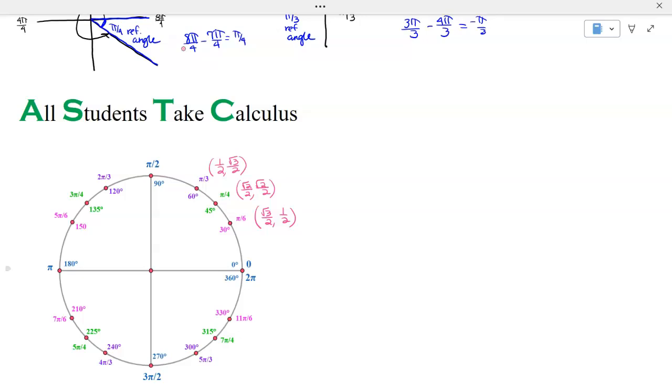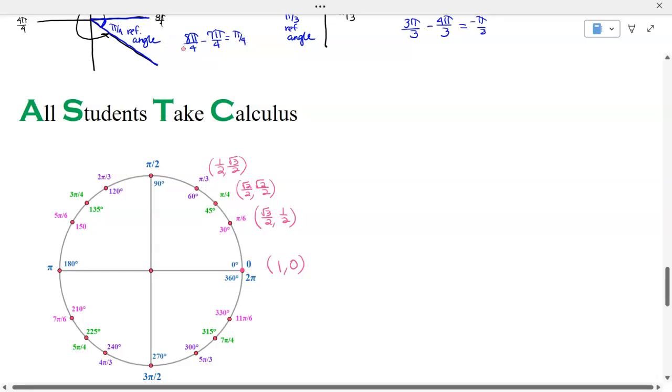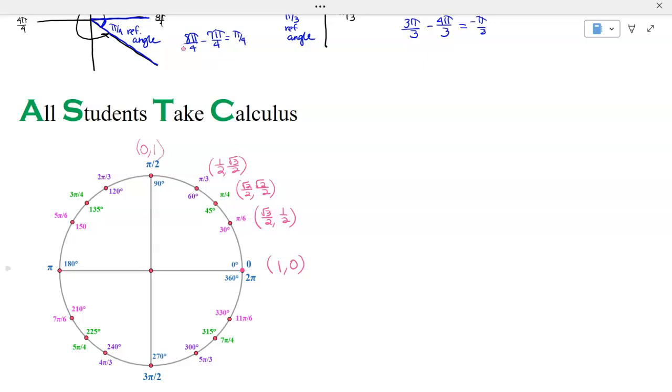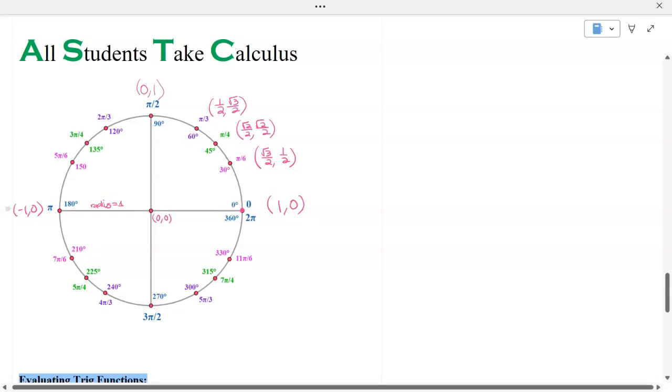Now, I do want to point out the coordinates of our quadrantal angles. So if we're talking about this point here at 0 and 2 pi, if you remember, our coordinate is at 1, comma 0. At pi over 2, our coordinate was 0, comma 1. Now over here at pi, remember our radius is at 1 and the center of our circle is at 0, 0. So over here at pi, our coordinate is negative 1, comma 0. And then down here at 3 pi over 2, it's going to be 0, comma negative 1.